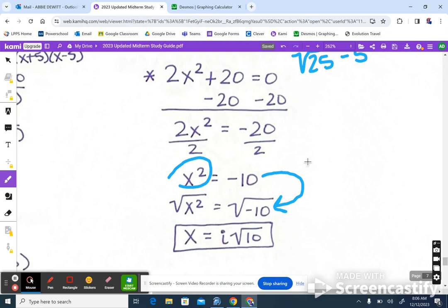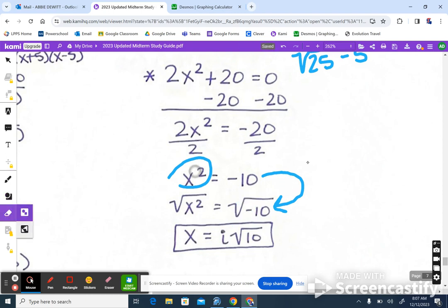To get x by itself, when you have x squared, you take the square root. So when you take the square root of a negative, all you need to know is that you're going to replace the negative with i. And the root of 10, there's no factors of 10 that are a perfect square. The only factors of 10 are 5 and 2, and 10 and 1, and neither one of those are perfect squares. So it's just going to be i root of 10.